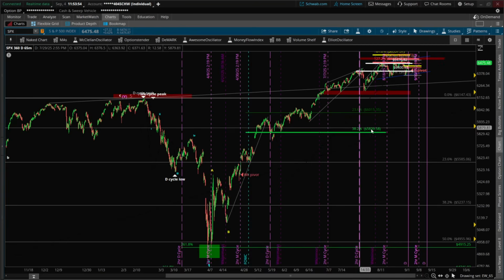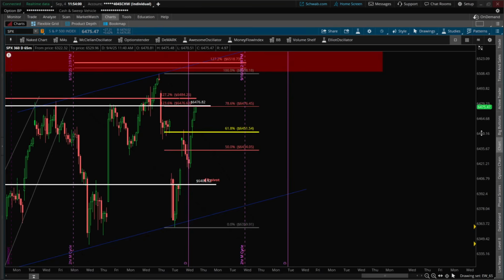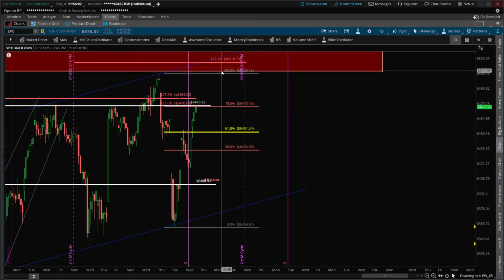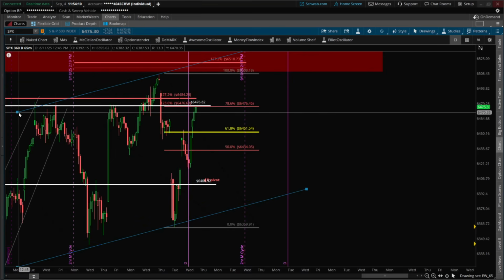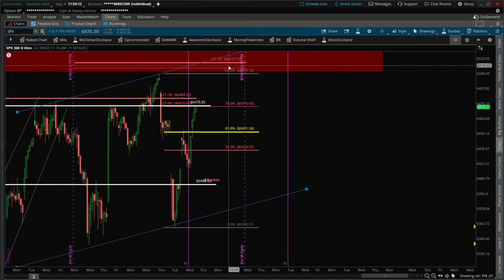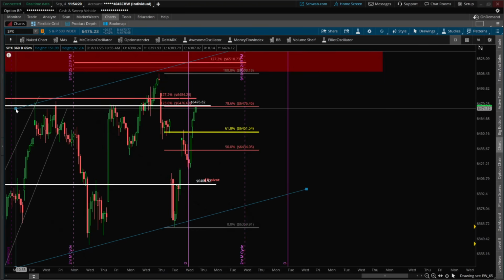See if I have some of the targets here. Oh, so there's some higher targets here at 6,500. So there's a channel that I was playing around with earlier. It's not perfect, but somewhere above there you have your higher targets, and then you have this box that I drew up here, and that goes to the top of the possible channel right there.